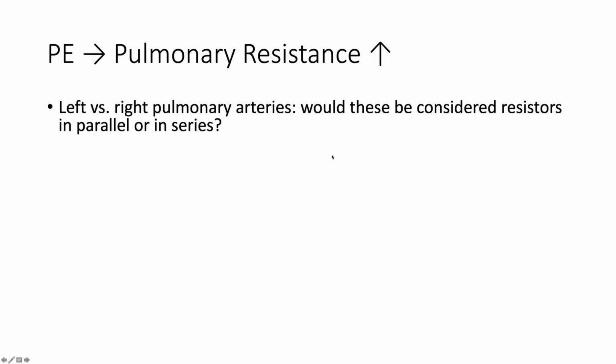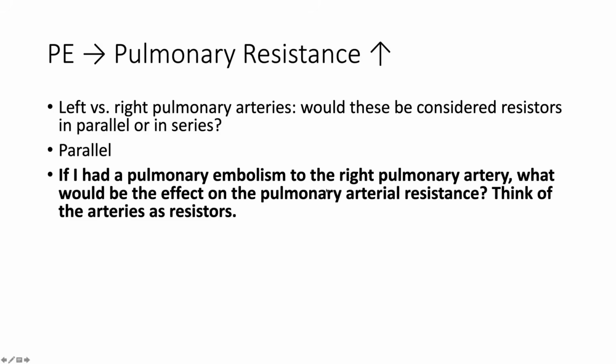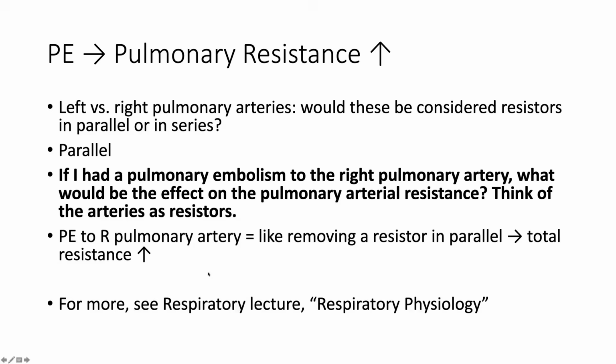In other words, if I have a PE, what's it going to do to my pulmonary resistance? Danielle, would I consider my left and right pulmonary arteries to be resistors in series or in parallel? Resistors in parallel. Great. And if I had a pulmonary embolism in my right pulmonary artery, Danielle, what would be the effect on my total pulmonary arterial resistance if I were to think of them as resistors? This is a key concept. I've bolded it. Yeah, if we're thinking about our pulmonary arteries in parallel, then if you were to remove or block the right pulmonary artery, you'd be removing one of those resistors in parallel, so your total resistance would increase. Perfect. Yeah, exactly. Excellent.